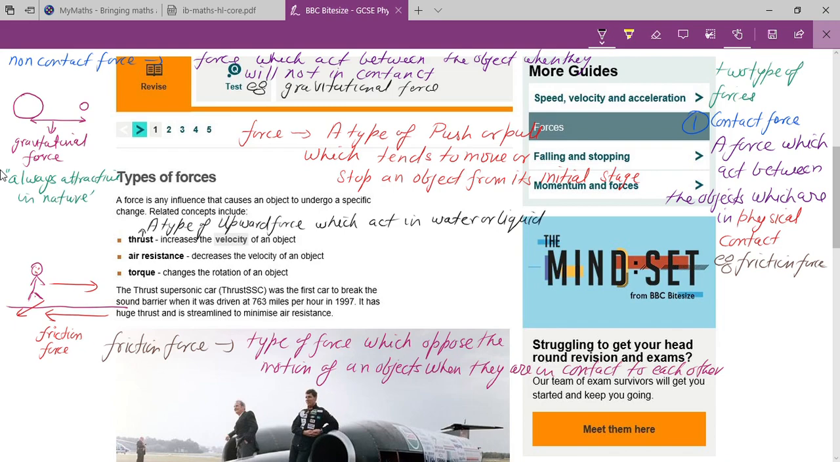You can understand it this way: suppose there is water, and you drop an object, like a box, into it. When you throw an object into the water, a force acts from down to up. That is your upward force, or your thrust. You can also write upward force in parentheses.